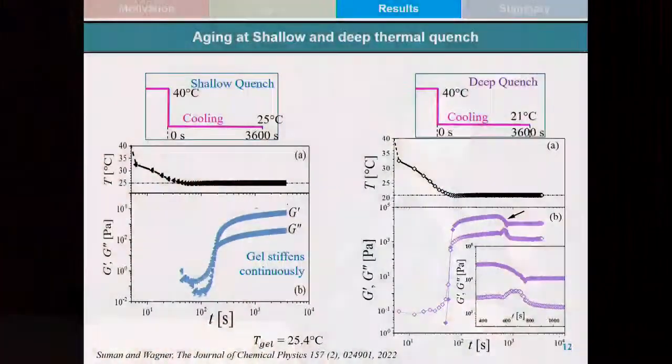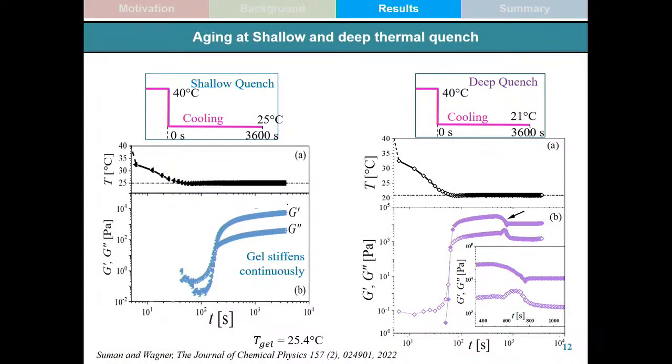Now we subject this sample to a deeper thermal quench, where we change the temperature from 40 to 21 degrees, which is around 4 degrees lower than the critical gel point temperature, and see the corresponding evolution in modulus. What we see here is that the initial part remains the same as the shallow quench, but after the slow increase, there is a sudden change in the value of modulus, and the inset is an enlarged view of what is happening. We see that G prime undergoes a drop and G double prime undergoes a slight increase, a slight overshoot. This was very interesting to us. This was never reported in the literature.